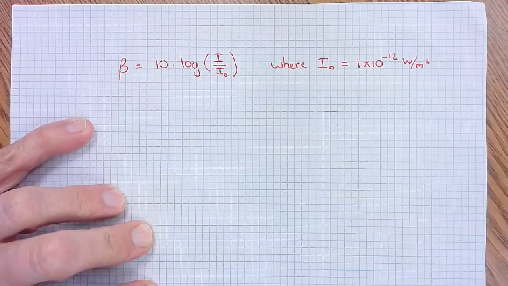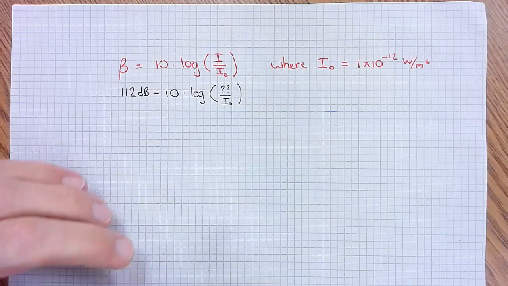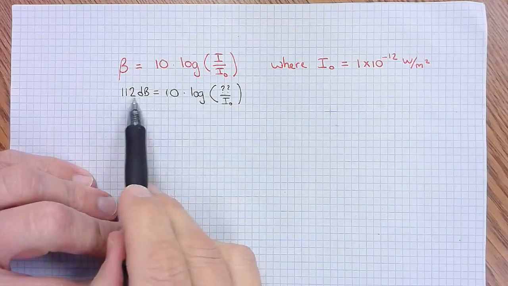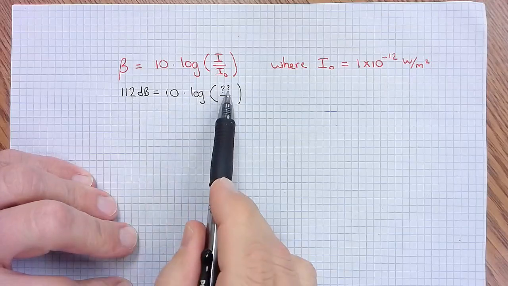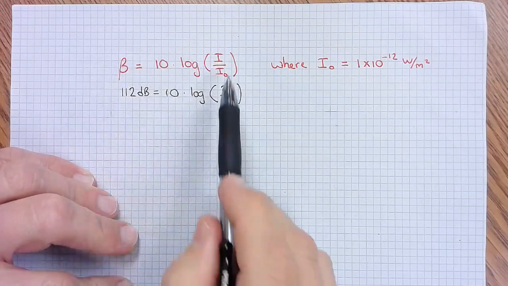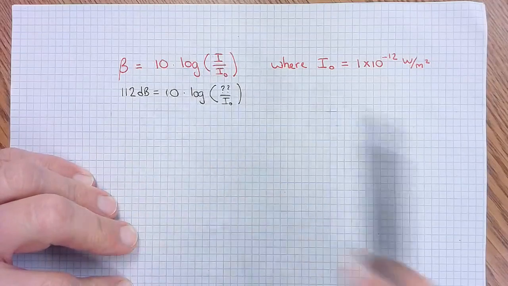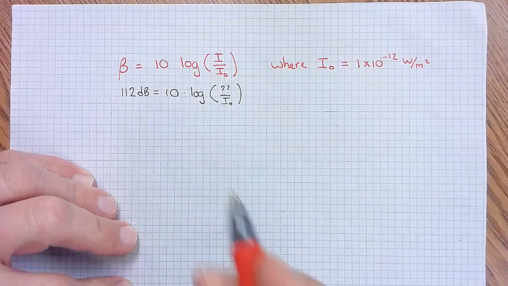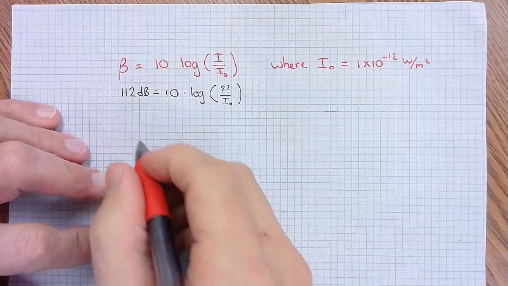So in that case, you'd be solving some kind of problem that looked like this. And here you might be given the sound level, 112 decibels, and you've got to find the intensity. So what we have to do is figure out how to solve this equation for I, the intensity. Now to do this, you may not be here in algebra yet, but maybe you've seen it once or twice.